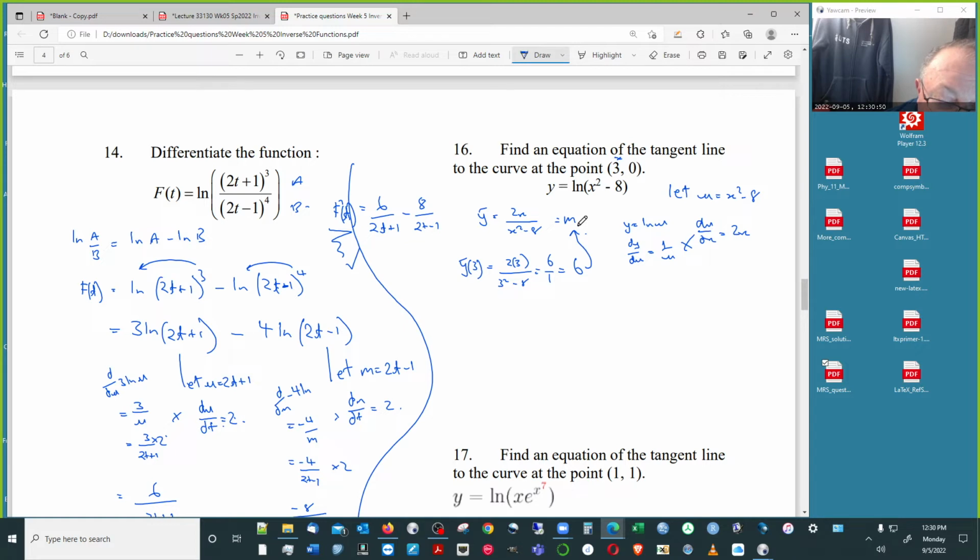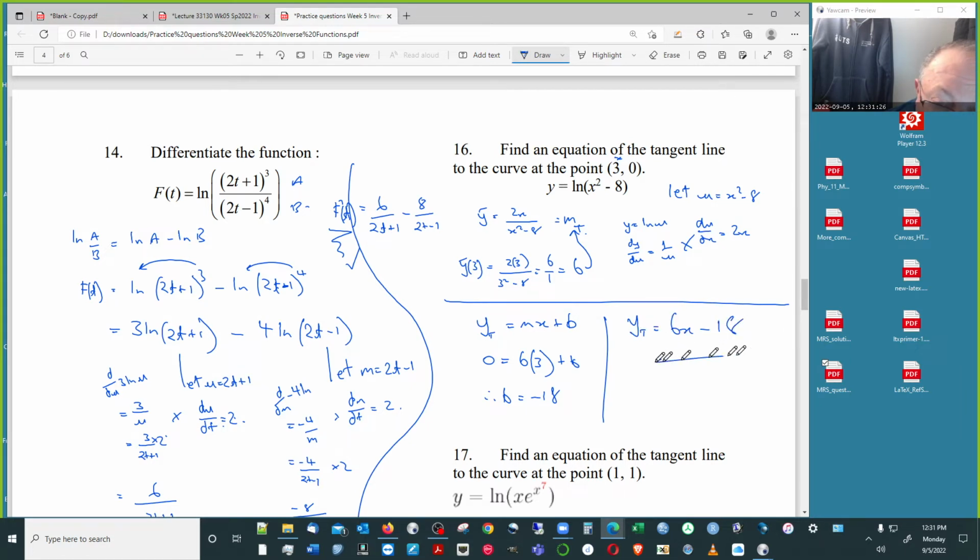Okay, now that's the question about the tangent, so I'm going to call it mT. The other thing we've got is our general equation, mx plus b, and at the moment we have all the information except b. m is 6, and we've got the point 3, 0, so I'm going to use those. 0 equals 6 times 3 plus b. Okay, so therefore b is equal to negative 18. So yT will be equal to 6x minus 18.